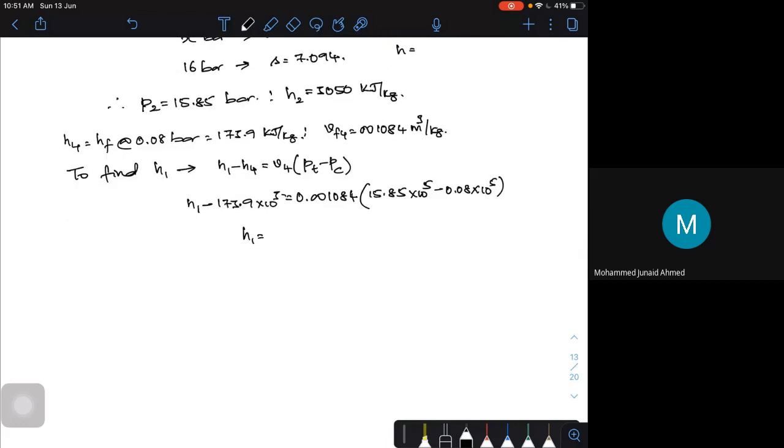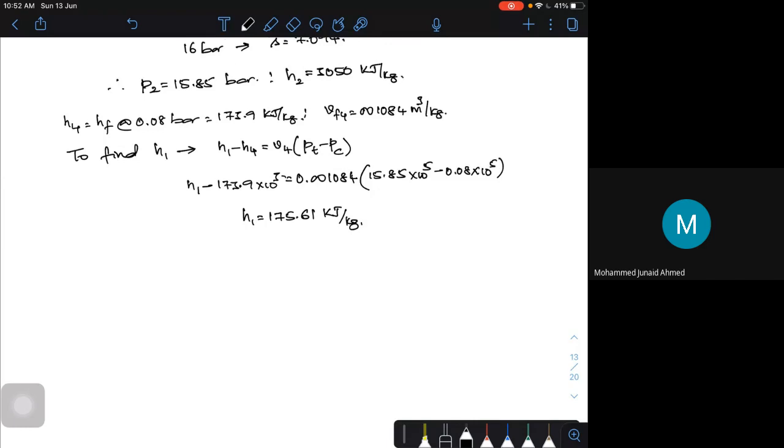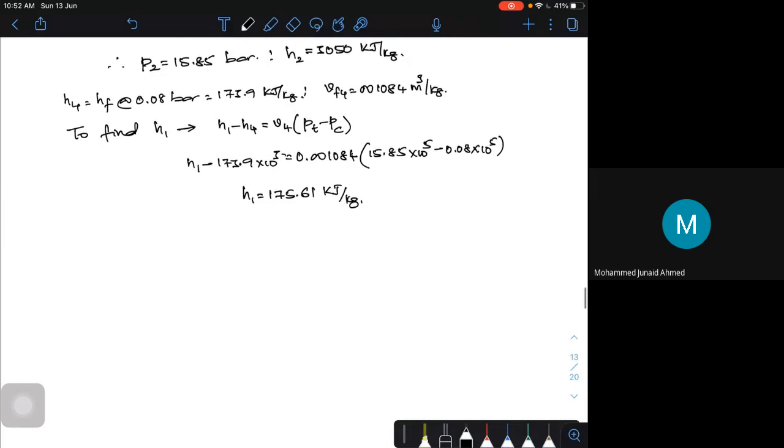175.61 kilojoules per kg. So this is my enthalpy H1, I got it. Now how to calculate the turbine work? The turbine work is equal to H2 minus H3.